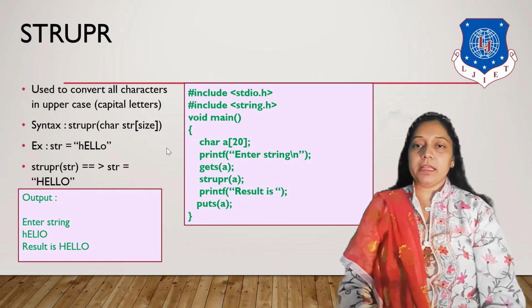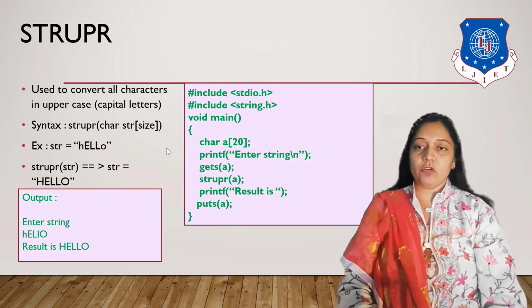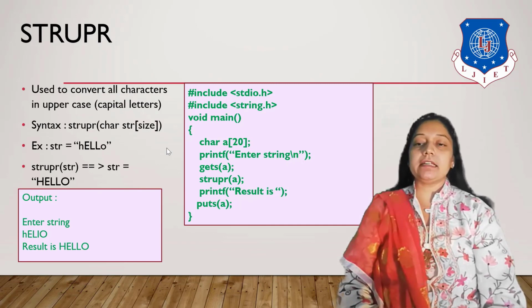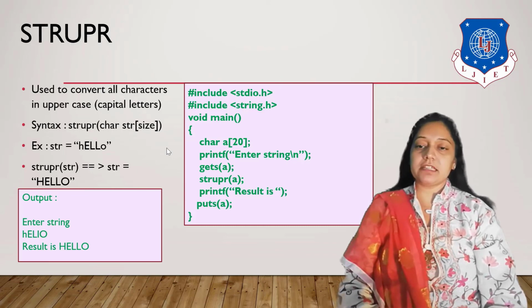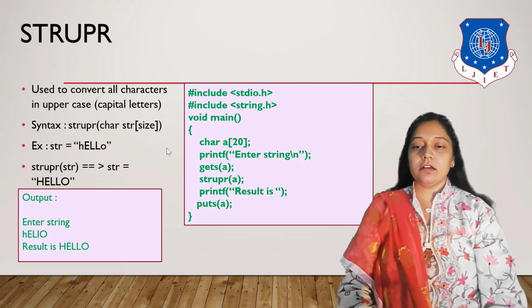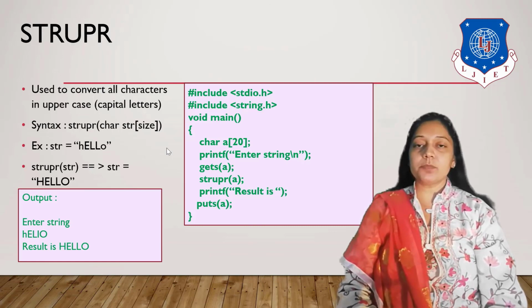Next is strupr, just the opposite of the string lower function. Here it will convert all the characters into uppercase. The syntax is strupr, in brackets pass the character array. As you can see in the example, if you give a string hello in which a few are in small letters and a few are in capital letters, and pass this string to the strupr function, you'll get the output all in capital, HELLO. So the program is very similar to that of the lwr function. Instead of lower, use the upper function.